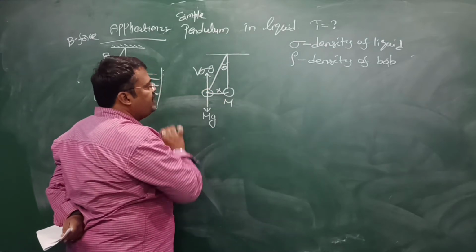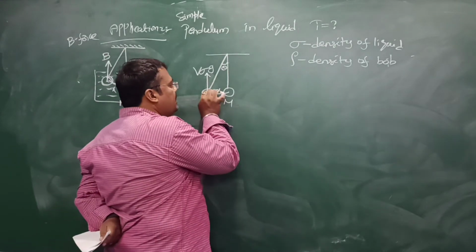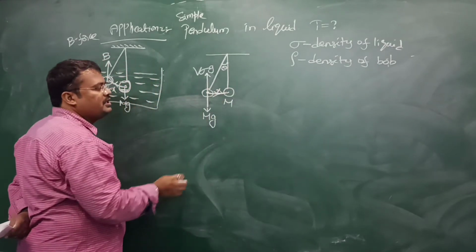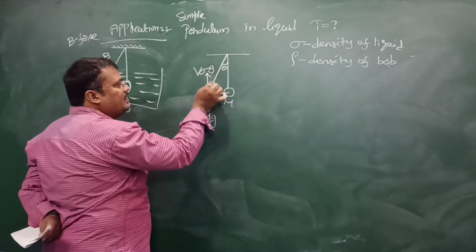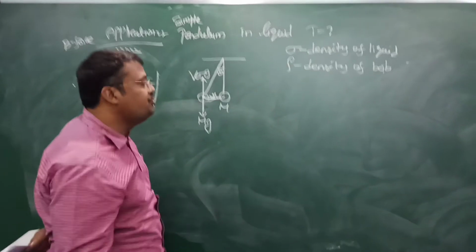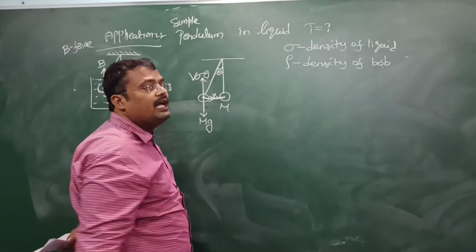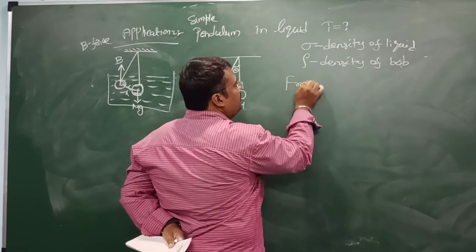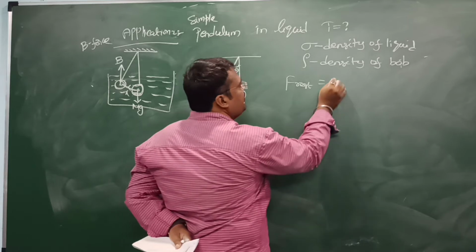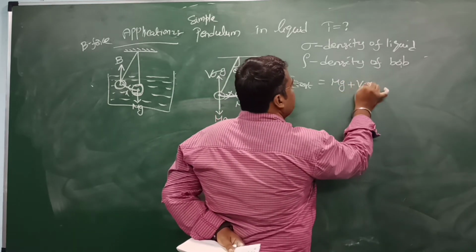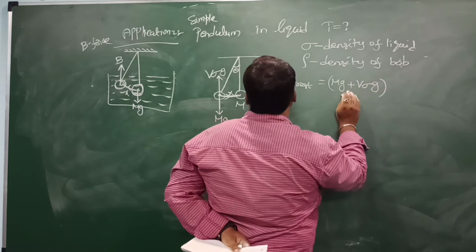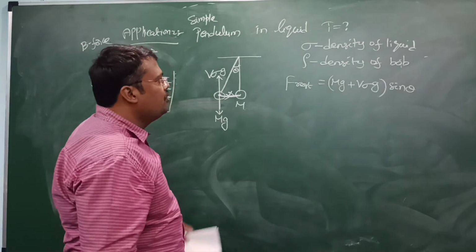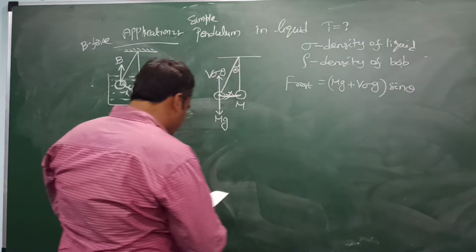Now whenever it is experiencing buoyancy force, what happened? One component always acts towards the mean position, that is mg sin theta, and another one is V sigma into G. Both are acting towards the mean position always. So restoring force in this case, F restoring force is equal to mg plus V sigma G into sine theta. So this is nothing but a restoring force in this case.